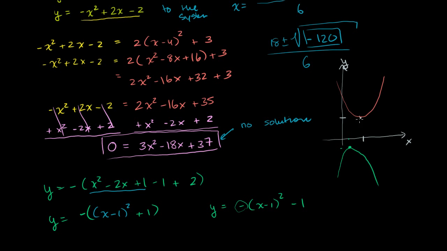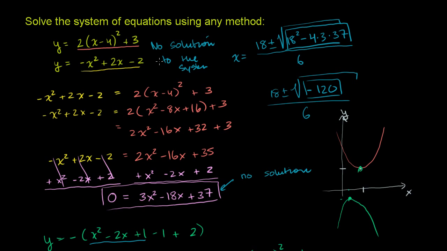So as you see, they don't intersect. This vertex is above it and it opens upward. This is its minimum point, and it's above this one's maximum point. So they will never intersect. So there is no solution to this system of equations.